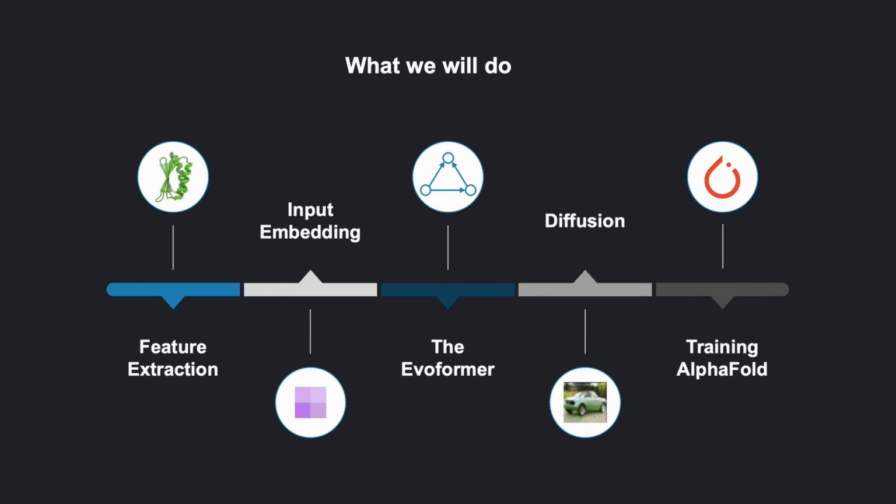I want to structure this video series in 5 parts. The first is feature extraction, then we do input embedding. In the third part we'll implement the Evoformer, then the fourth part is on diffusion, and fifth I want to talk about how to train AlphaFold.